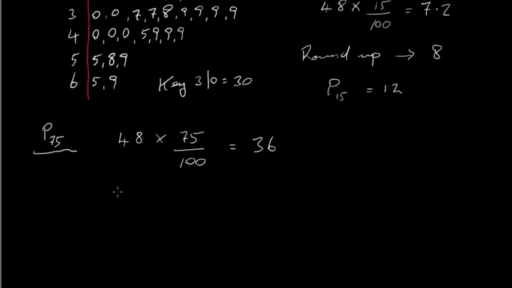We want the 36th number, which is 39. We want the 37th number, which is 40. We add those two together and divide by 2, and that gives us 39.5. So this is our P75, our 75th percentile. So 75% of the numbers in this data set lie below 39.5. And that's it.